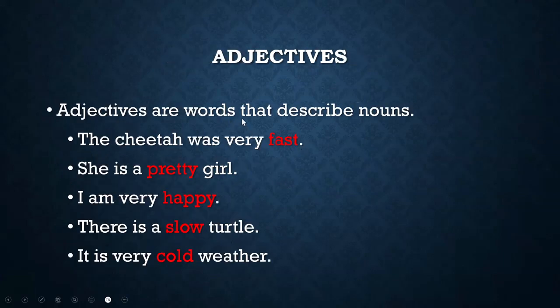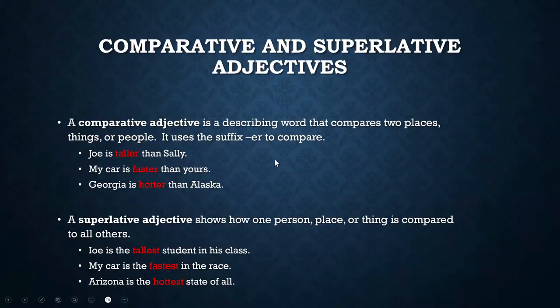Adjectives are the words that describe nouns. The cheetah was very fast. That's an adjective. She is a pretty girl. I am very happy. There is a slow turtle. It is very cold weather. Those are adjectives and they all describe nouns.